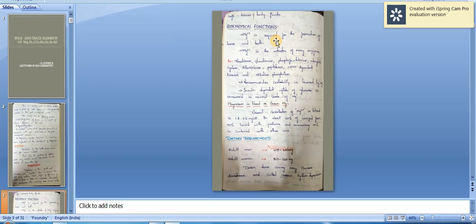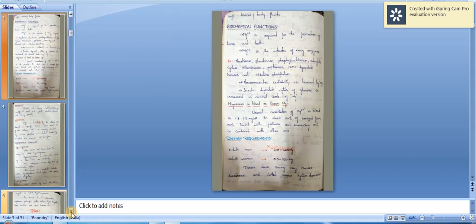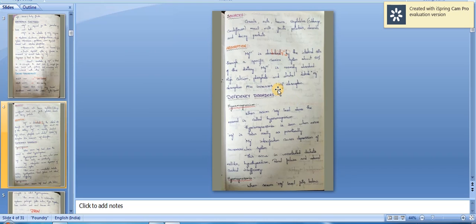Absorption: magnesium is absorbed by the intestinal cells through a specific carrier system. About 50% of the dietary magnesium is normally absorbed. High calcium, phosphate, and alcohol disturb magnesium absorption. Parathyroid hormone increases magnesium absorption.